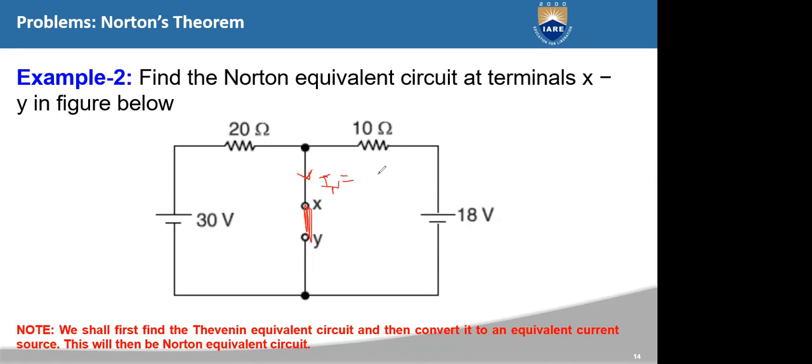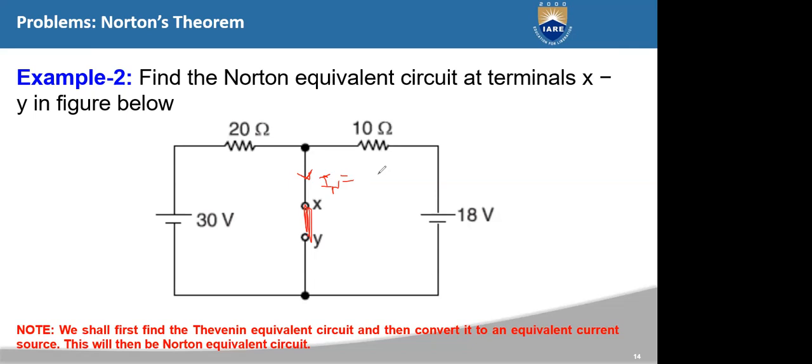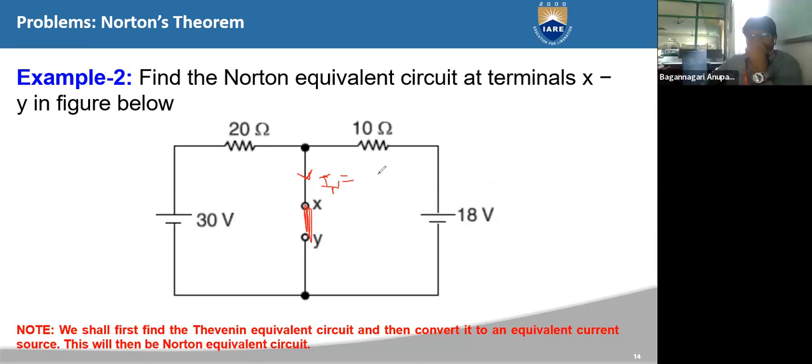Minus 20 I1 is equal to 0. Loop 2: 18 minus 10 I2 is equal to 0. Then I added I1 and I2, sir. IN is the current flowing through X and Y, so the current due to 30 volts plus the current due to 18 volts. So I got 3.3.